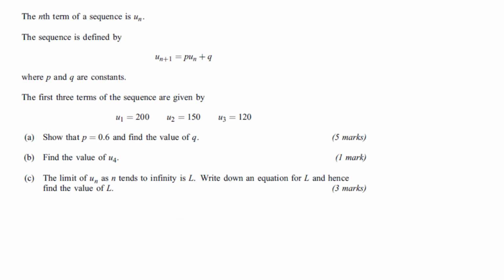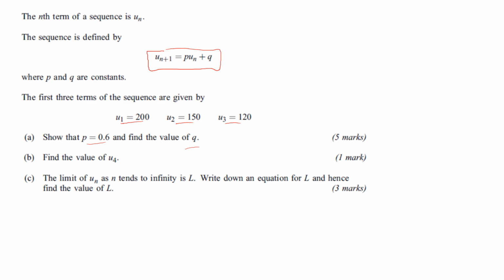Let's look at a slightly more in-depth version here. We've got our sequence un defined by this recurrence relation, and we've got some algebra in it, which is excellent, and we're given the first 3 terms of our sequence, our u1, our u2, and our u3. It says we need to show that p equals 0.6 and find what q is.